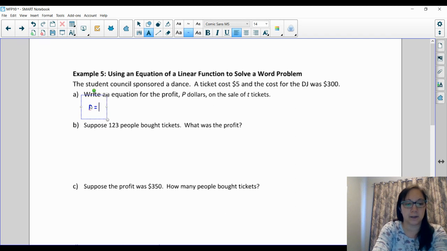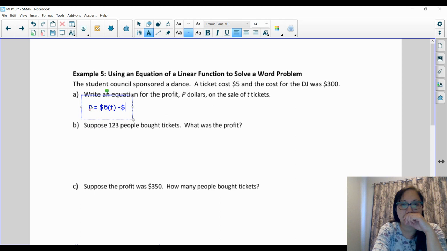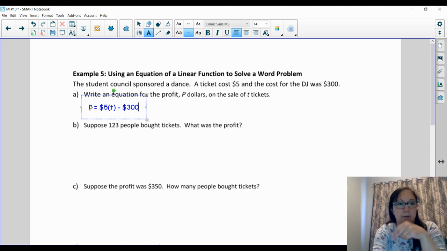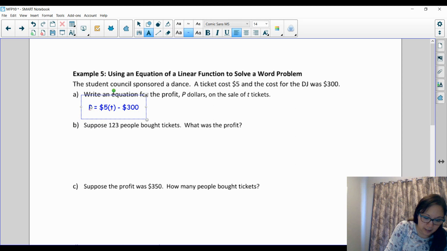So our profit would be equal to, well, $5 times the number of tickets, 5T, plus the $300. Oh my goodness. Student council sponsored dance. A ticket cost $5 and the cost for the DJ was $300. Pardon me. We're going to subtract $300 here. I think I wrote a plus initially, and I did in my notes too. Oh my goodness, Miss Tang. So yeah, we're losing $300 because we have to pay that to the DJ.